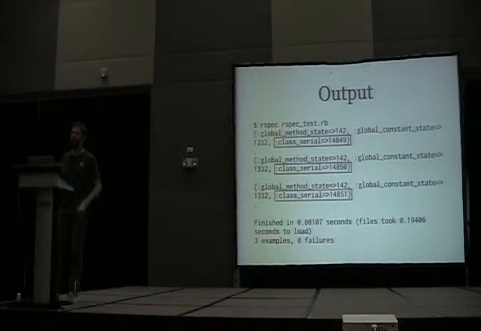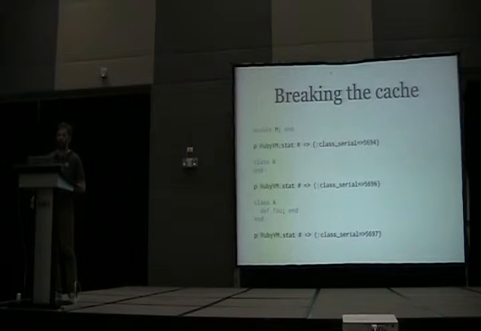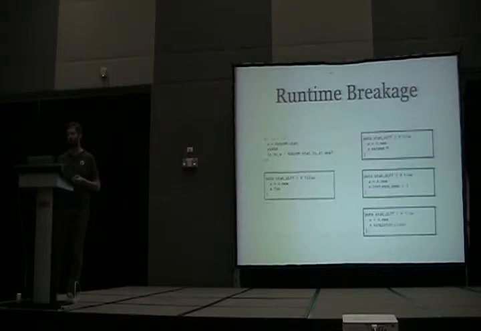Now, ways that the cache is actually broken are, this is an example. Every time you define a new module, you'll see that the class serial number changes. Every time that you define a new class, you'll see that the serial number changes. Every time you add a new method, you'll see that the number changes. So you'll notice that this number changes a lot at boot time, but should stabilize when your application is actually running. I like to think of this as boot time or compile time cache breakage, something we don't really need to worry about. The ones we really need to worry about are runtime breakage.